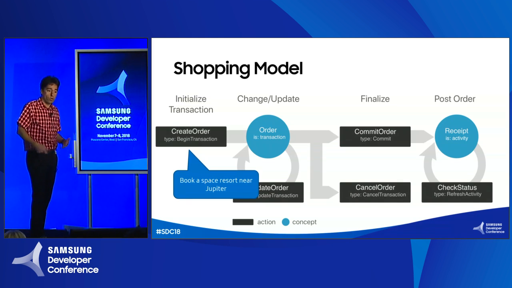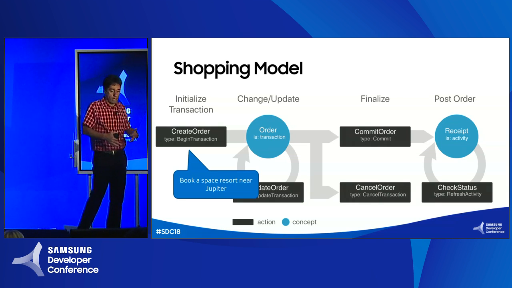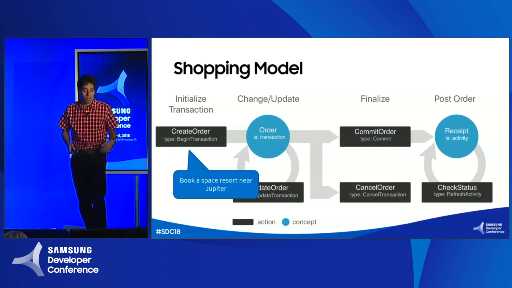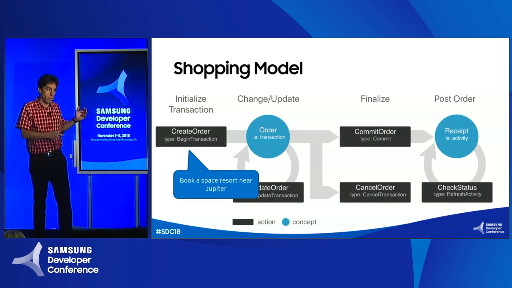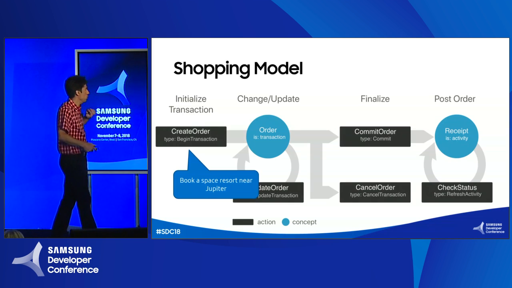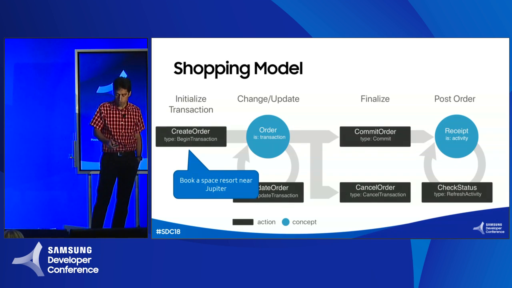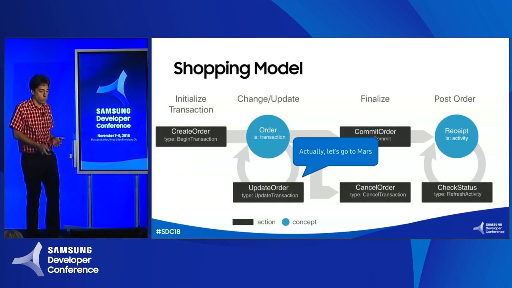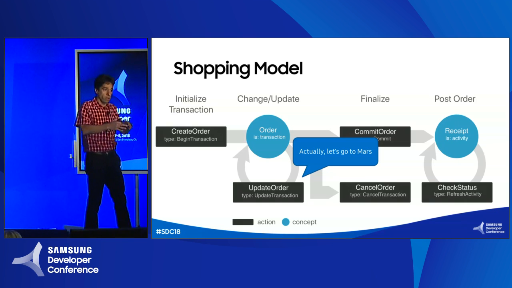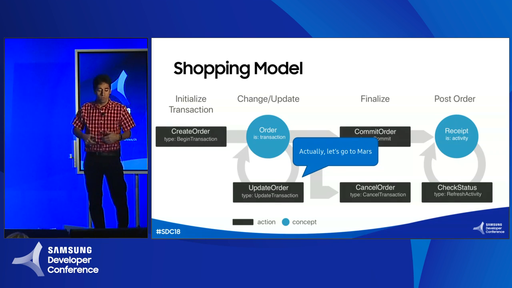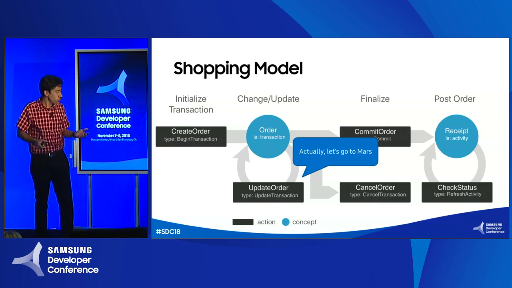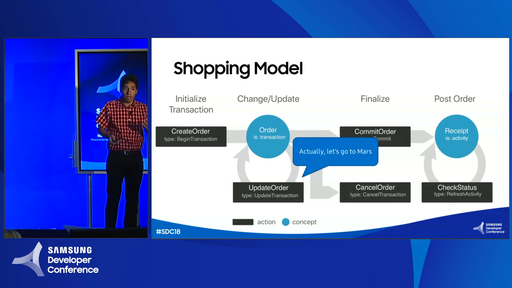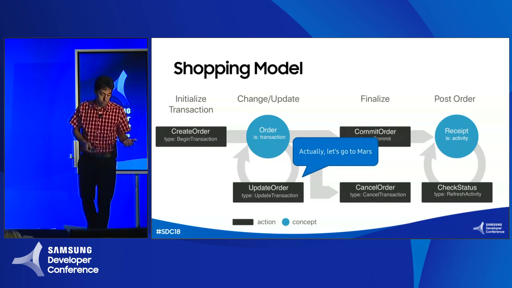So the workflow starts when a user asks to buy something or book something or reserve something. As an example, book a space resort near Jupiter. That would invoke this create order action to begin the transaction. The create order would initialize a shopping cart or create an order. When we are on the order, the user might want to make changes. So change from Jupiter to Mars, and for that we have this update order action.